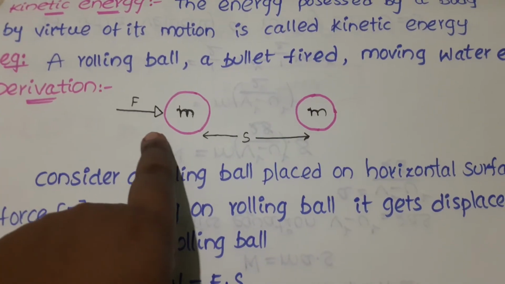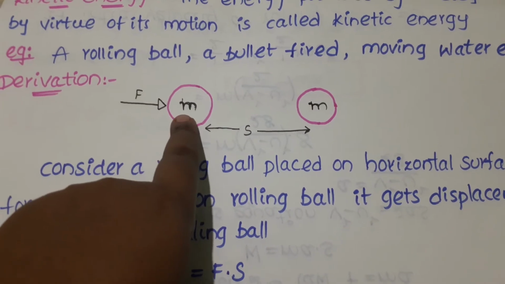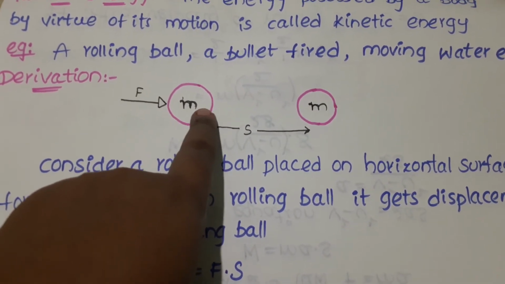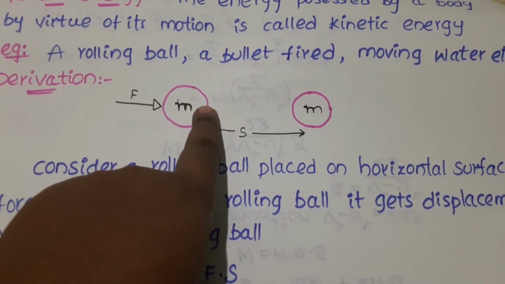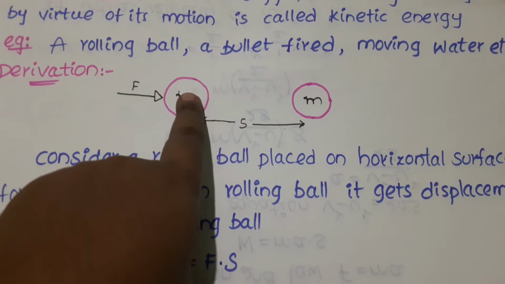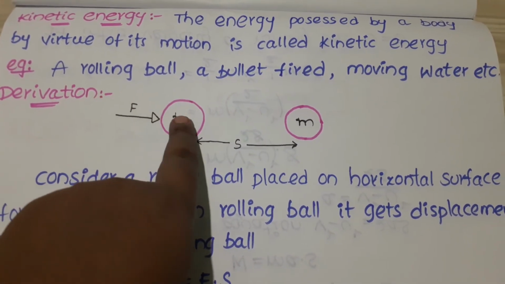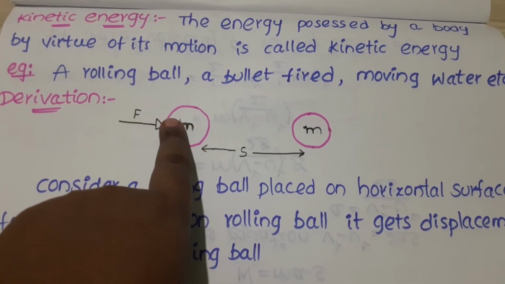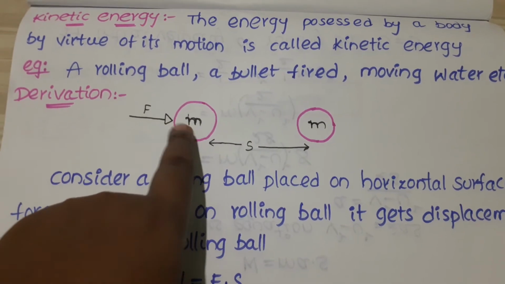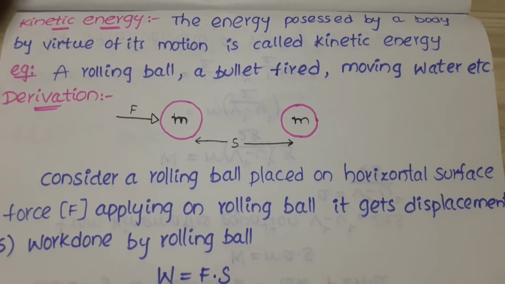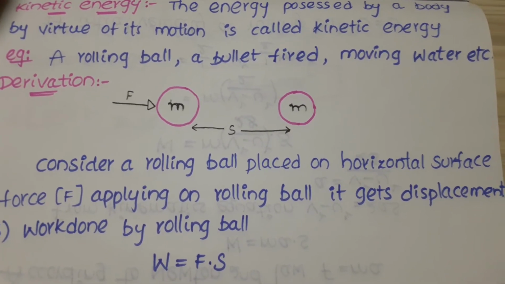For example, this is a rolling ball. I am applying some force on the rolling ball. Mass of the rolling ball is m, it is moving with velocity v. So if the rolling ball is in motion, by the basic definition, a body by virtue of its motion has some energy. Which type of energy? That is called kinetic energy. So the energy possessed by a body by virtue of its motion is called kinetic energy.